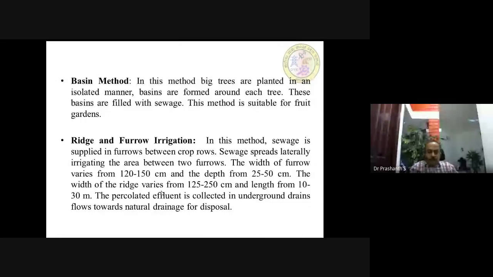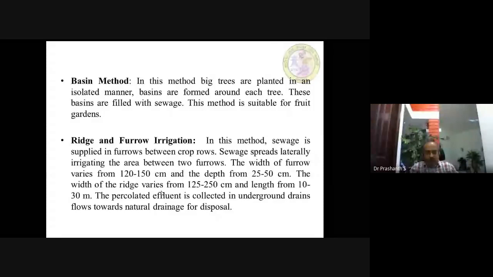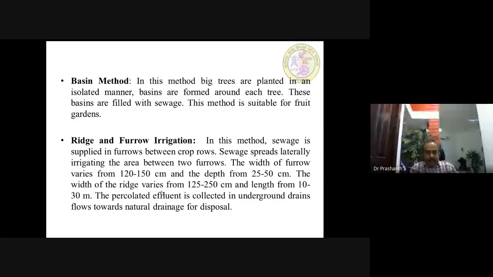Ridge and furrow irrigation. In this method, sewage is supplied in furrows between crop rows. Sewage spreads laterally, irrigating the area between two furrows. The width of the furrow varies from 120 to 150 centimeters and depth from 25 to 50 centimeters. The width of the ridge varies from 1 to 5 centimeters and length from 10 to 30 meters. The percolated effluent is collected in the underground drains and flows towards the natural drainage disposal.